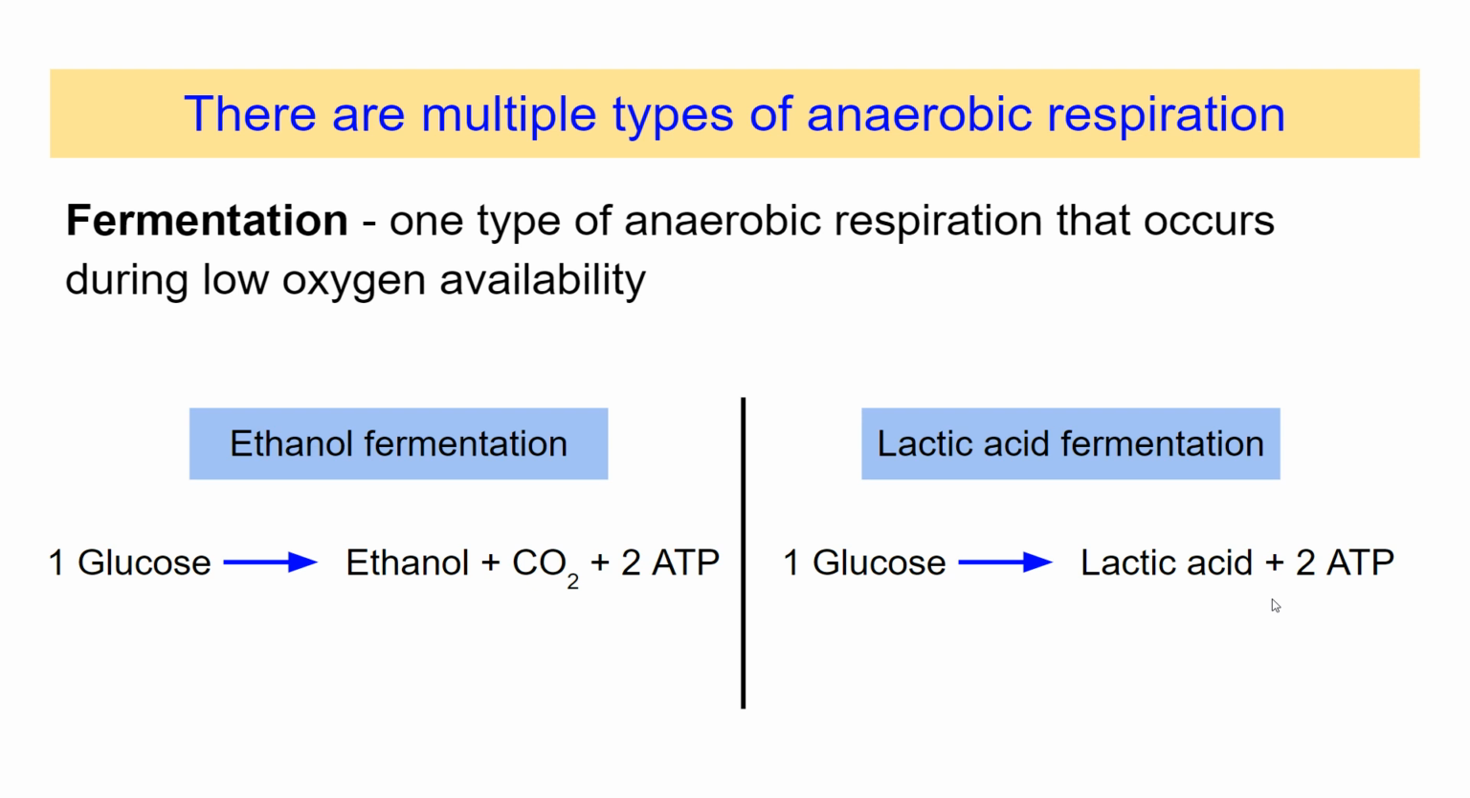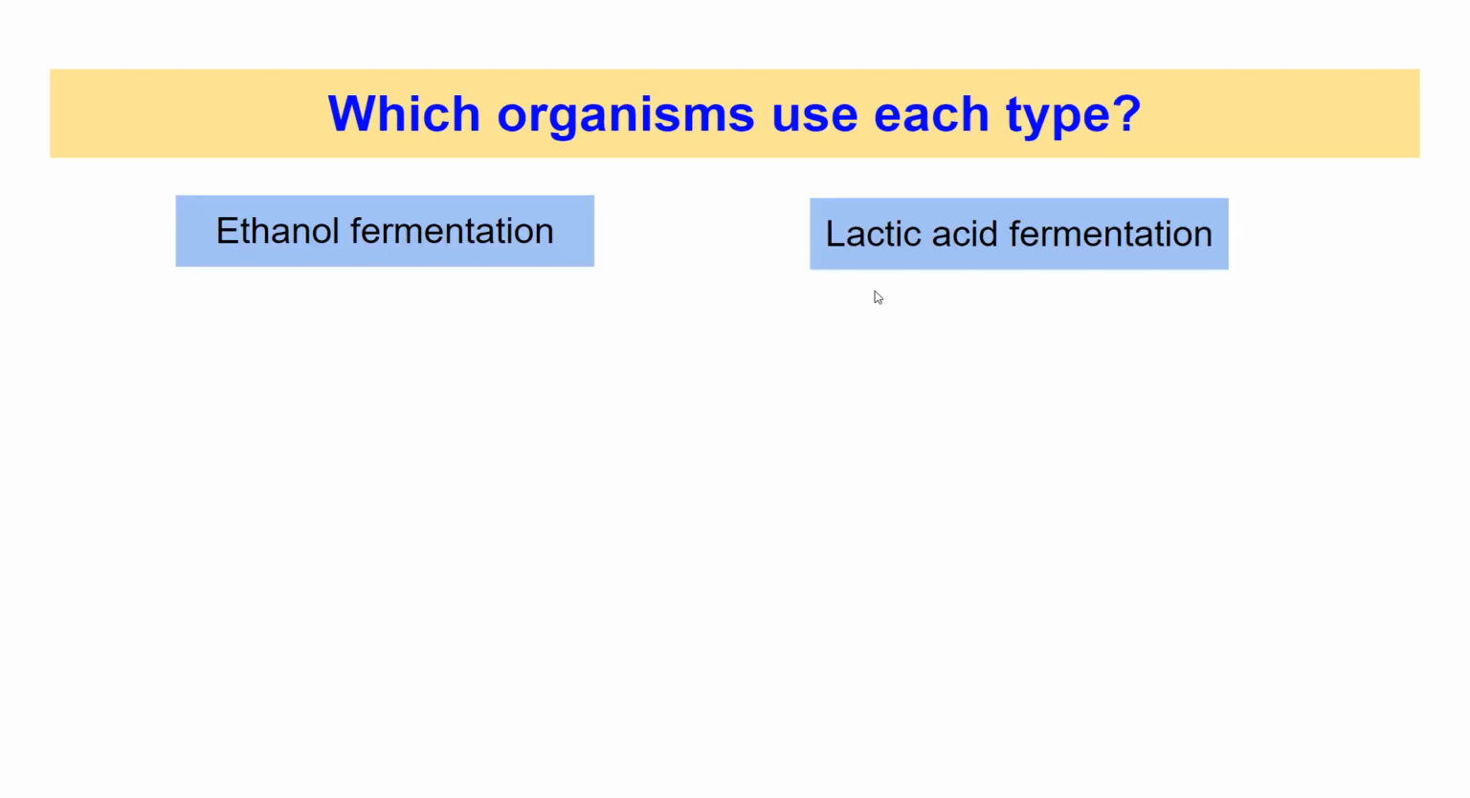ATP. The amount of energy you get from this is significantly lower, and you do produce significant amounts of byproducts such as ethanol and lactic acid. But this is a way for organisms to continue making energy in the absence of oxygen.